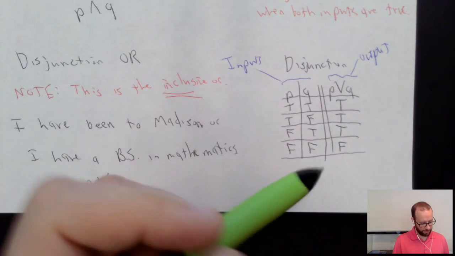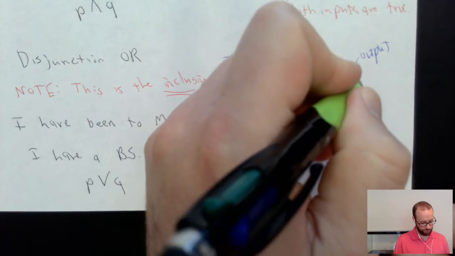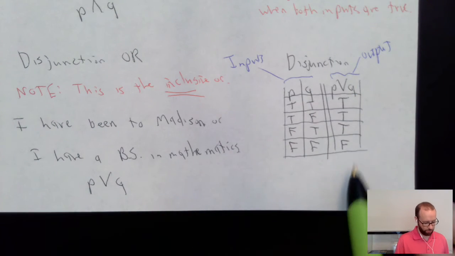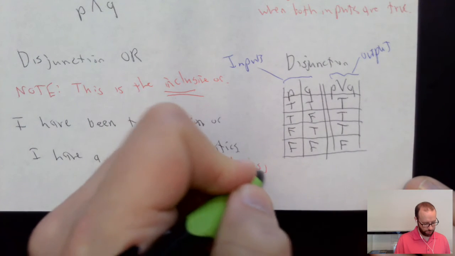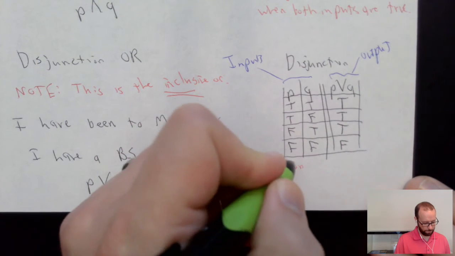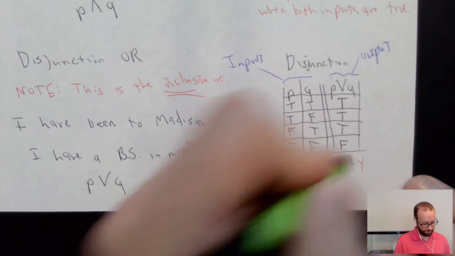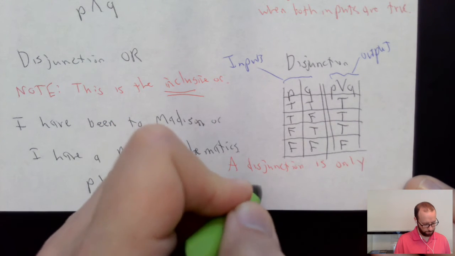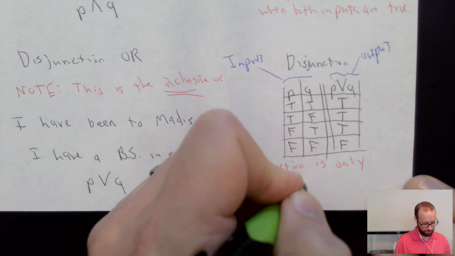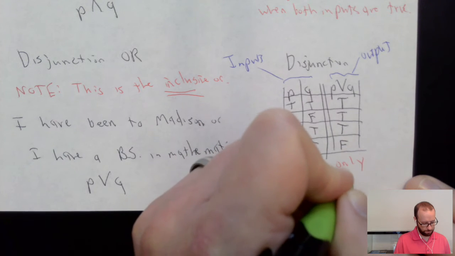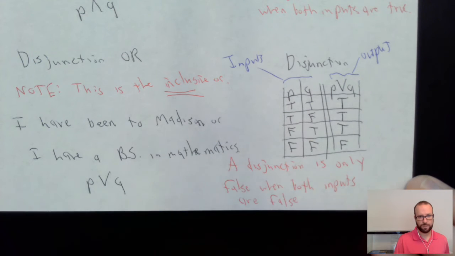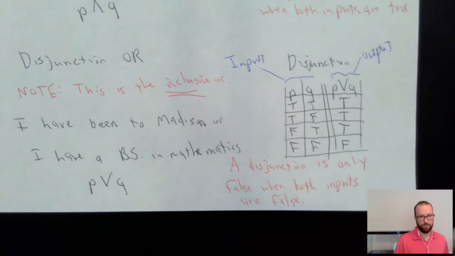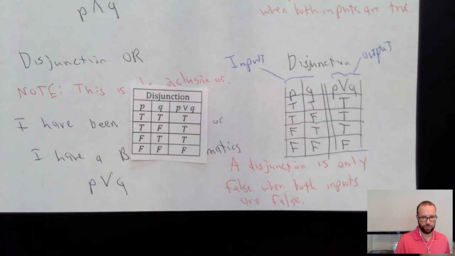So here is our truth table for disjunction. Notice the standout row this time is the bottom one. So we could say a disjunction is only false when both inputs are false. Okay, disjunction is only false when both inputs are false. Again, here's the little table I'm going to use when we're doing work.